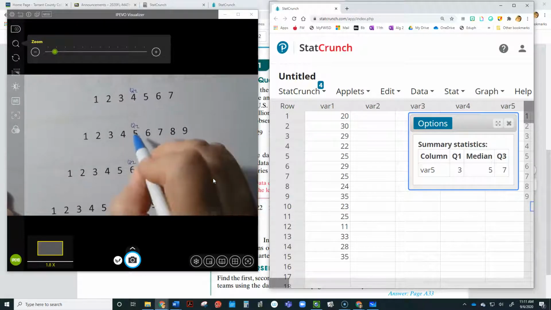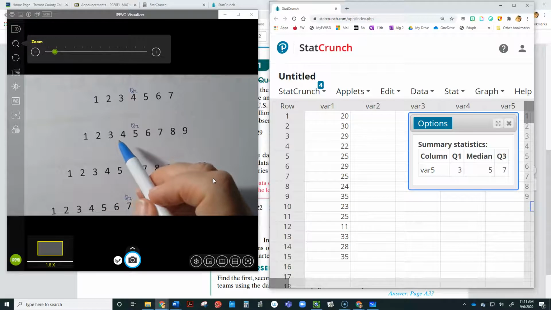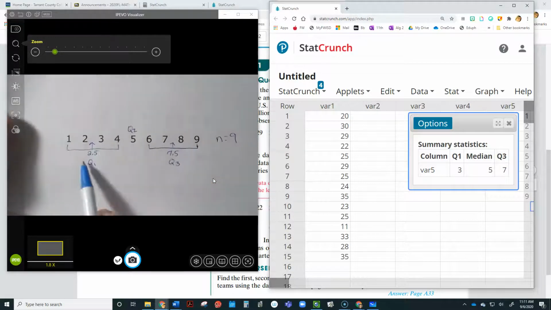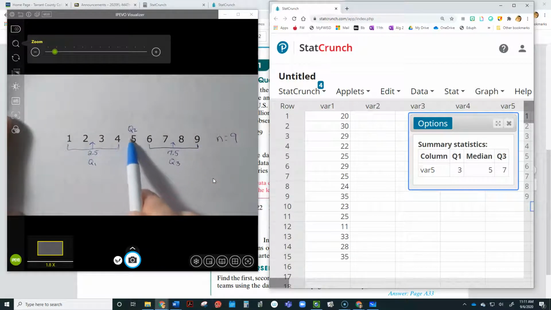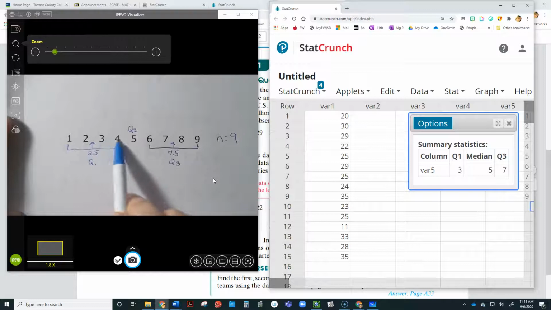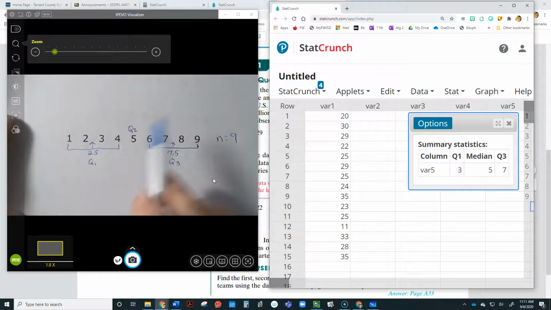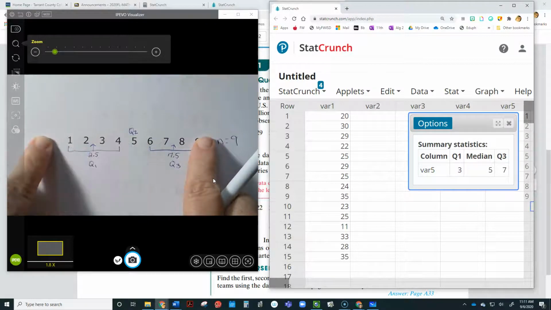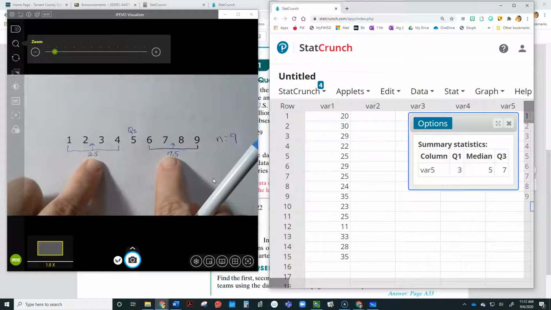But remember, this is what the book says we do. The book says if 5 is our median, then we include the first 4 numbers in the first half. We divide these into 2 parts. We get the numbers before the 5, and the numbers after 5, and then we find the medians of each of those.